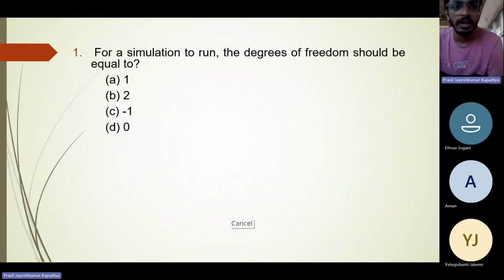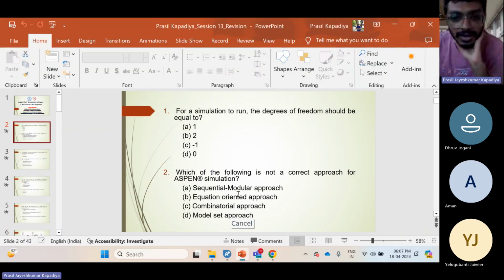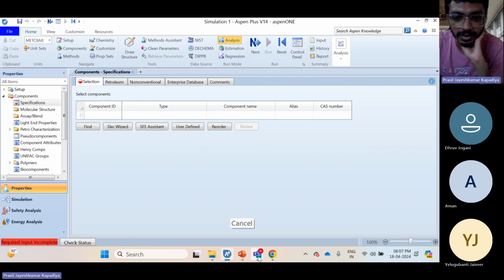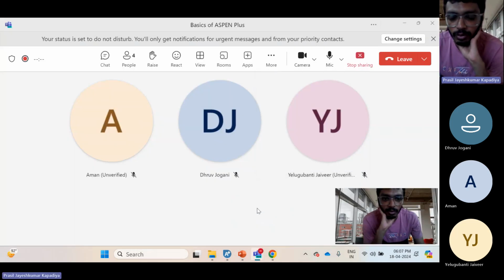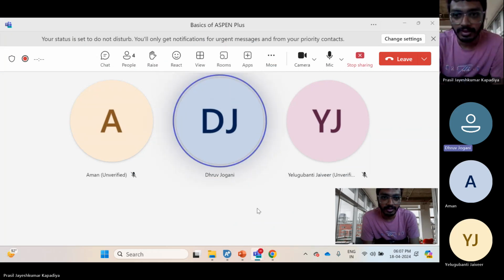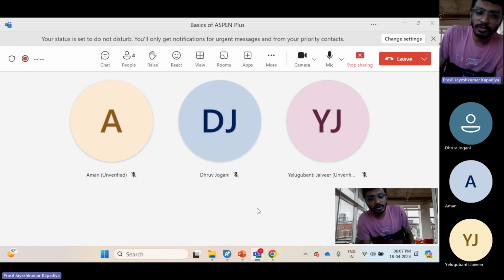So this is the first question. For a simulation to run, the degrees of freedom should be equal to what value? Anyone? Zero. Yes, it's zero. Can anyone tell me, if I have degrees of freedom one or two, can I run my simulation? Will it allow me to run? It will show an error because some parameter necessary for calculation has not been defined. Yes, it will show required input incomplete.